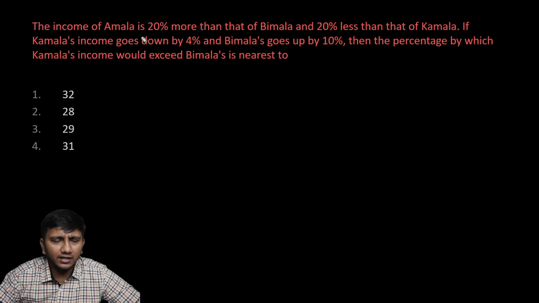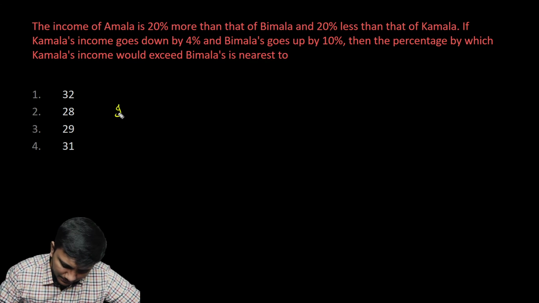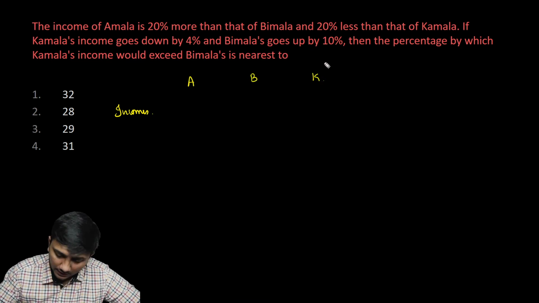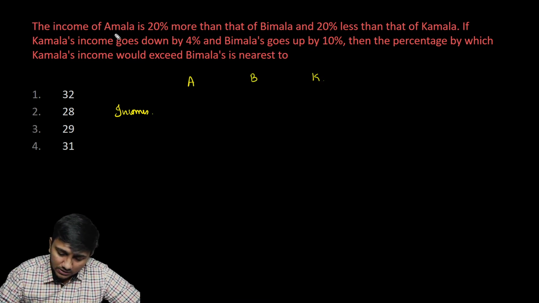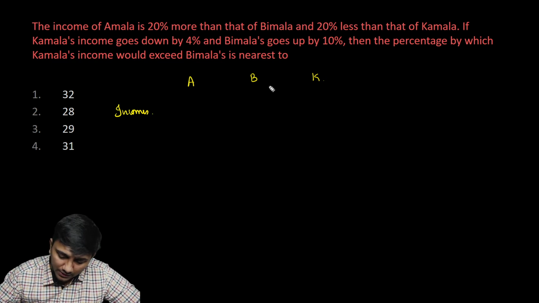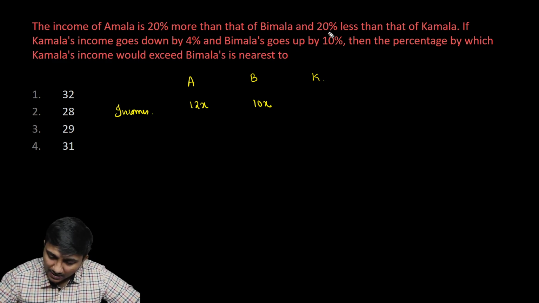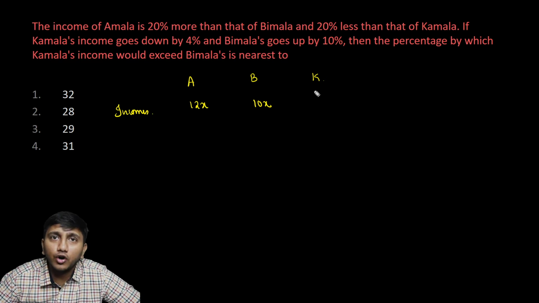Okay, first let's get an expression for Amala's income, Bimala's income, and Kamala's income. It is given Amala's income is 20% more than that of Bimala. So if I take Bimala's income as 10x, Amala's I can take as 12x, 20% more than 10x. And it is also 20% less than Kamala, so this is only 80% of Kamala's income.